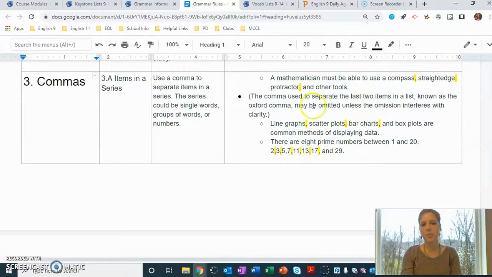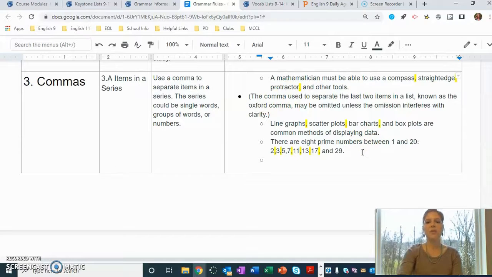Alright, to separate the last two items in the list, like right here, the one that comes before the and, the or, it's called an Oxford comma, and sometimes it is not grammatically necessary, but in a lot of instances it is. So I would urge you just to always use it because it's easier. But if for some reason you really need to save that one character and it doesn't impede understanding, then you are welcome to leave it out.